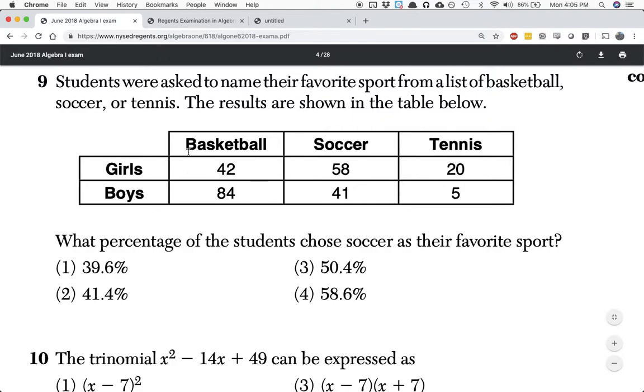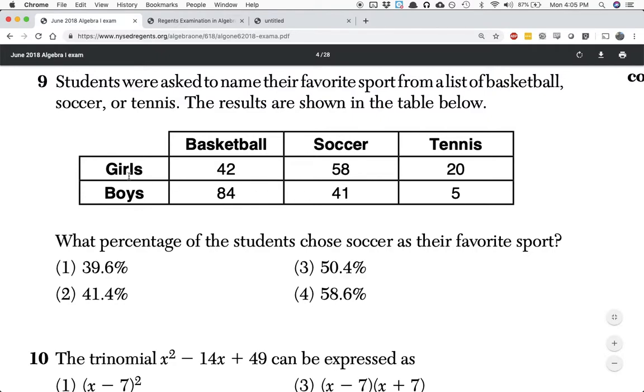So we've got a list of the girls and boys that took the survey, and then this box shows the number of girls that preferred basketball. This one over here is the number of girls that preferred soccer, number of girls that preferred tennis, and similarly for the boys below. It's then asking which percentage of students chose soccer as their favorite sport. So we're really only going to be focusing on this set right over here.